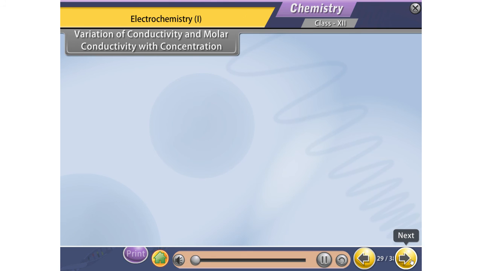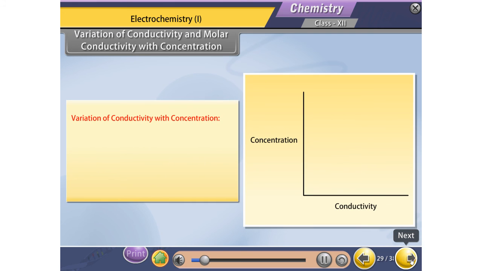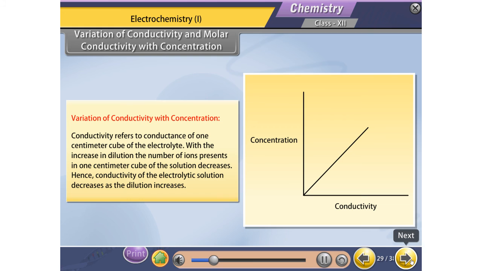Variation of conductivity and molar conductivity with concentration. Variation of conductivity with concentration. Conductivity refers to the conductance of 1 centimeter cube of the electrolyte. With the increase in dilution, the number of ions present in 1 centimeter cube of the solution decreases. The conductivity of the electrolytic solution also decreases as the dilution increases.